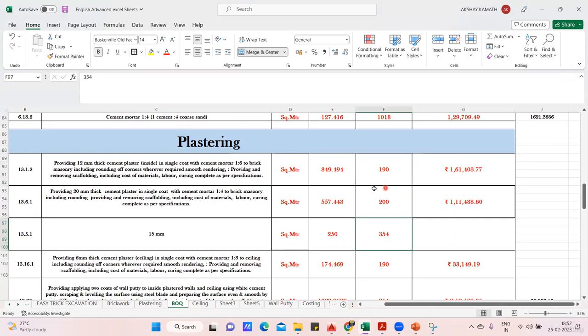But anyhow, what I have done is I've added everything in one, and it's okay. Since we are doing a rough BOQ, it's not an issue. You don't have to be so precise, but still it's not the right way of doing it. I'm telling you that you make it out separately, 15 mm. You do it separately.